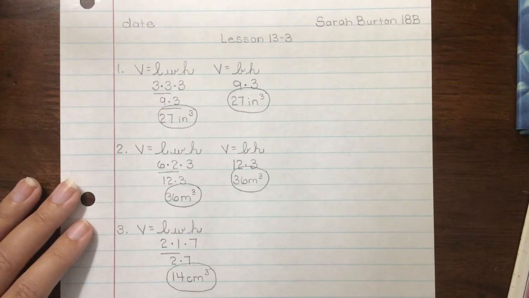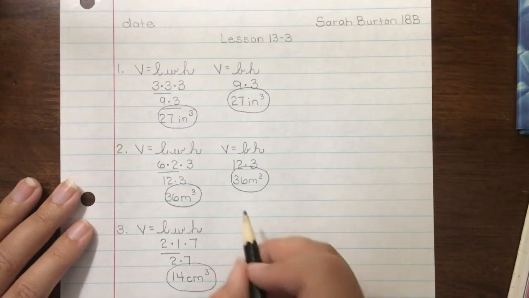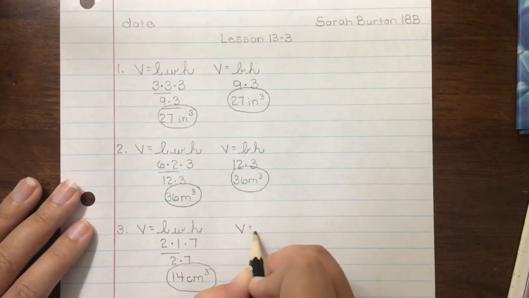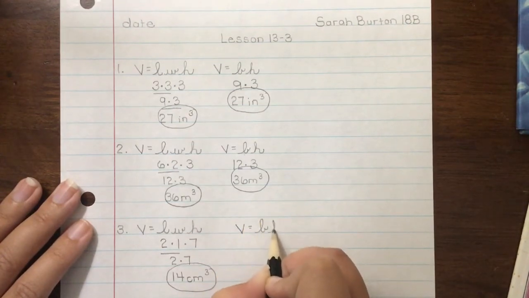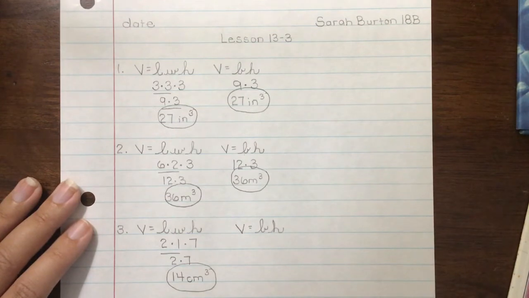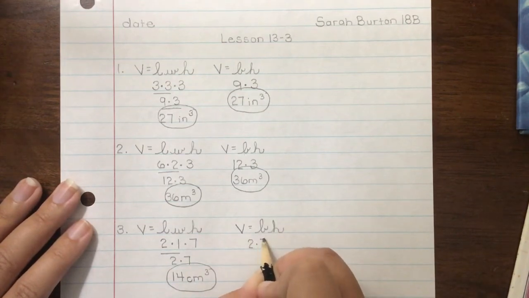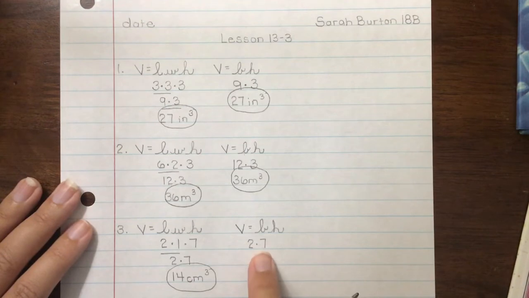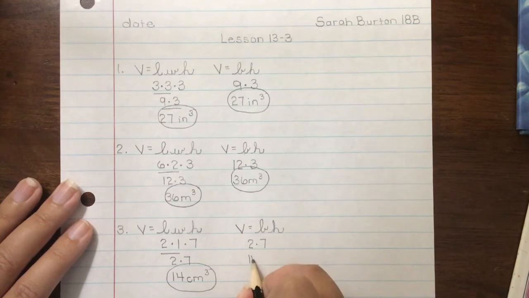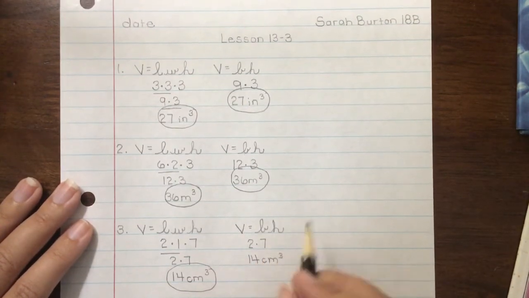Now, if you are anticipating me, you have already written the second formula. Volume equals base times height. The base is the area of that rectangular prism, the bottom layer, and that was 2 times 1. So the area was just 2 centimeters. But now we're multiplying by how tall it is to find the number of cubes that would fit inside. 2 times 7 is 14 centimeters cubed.